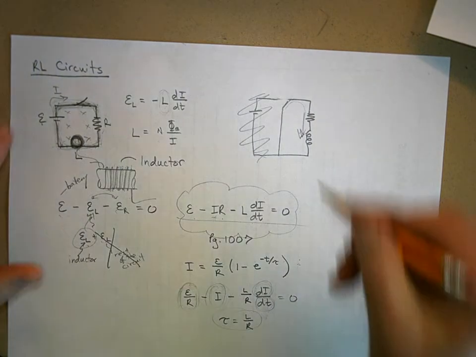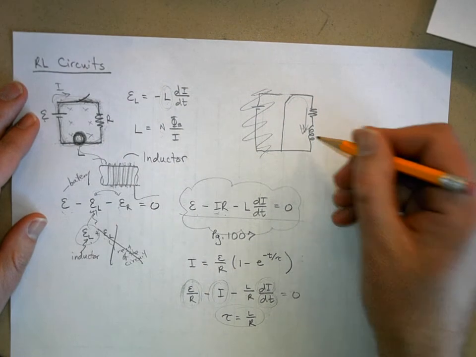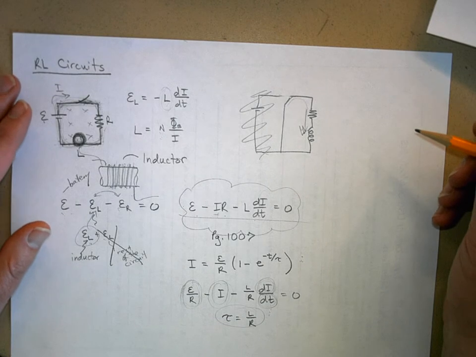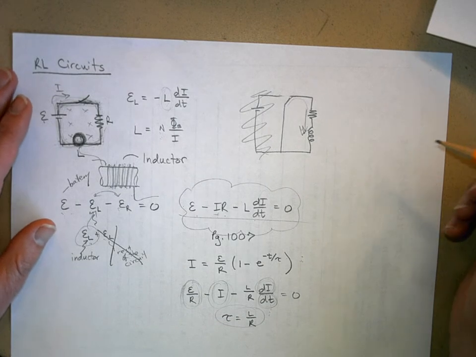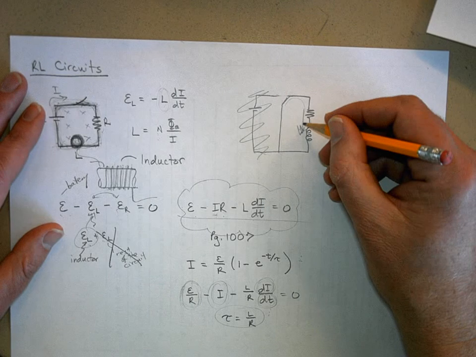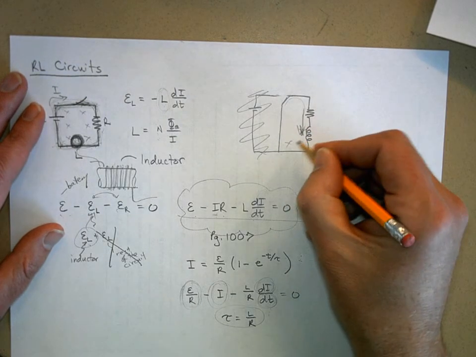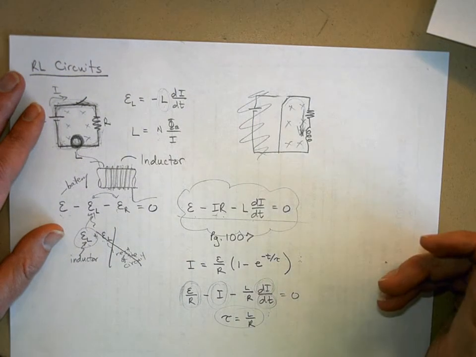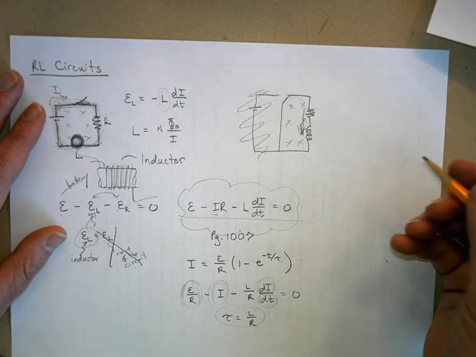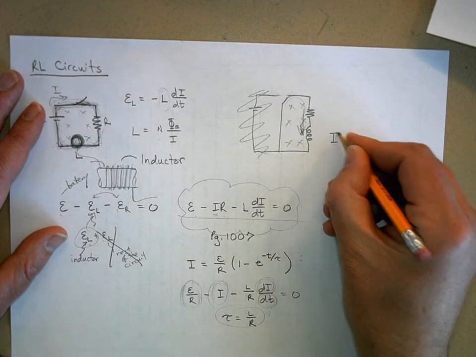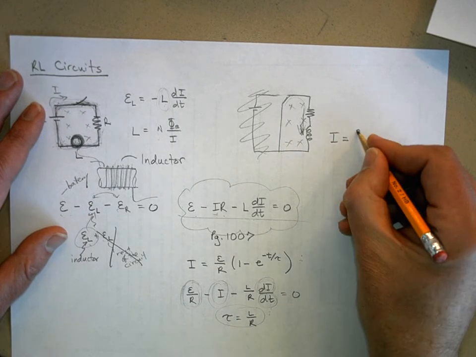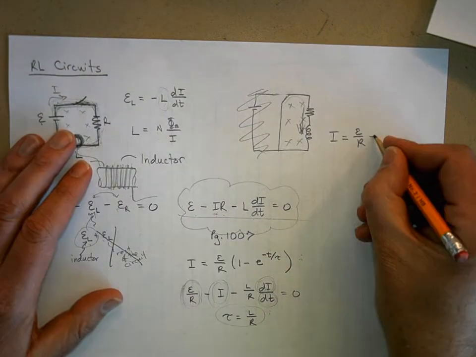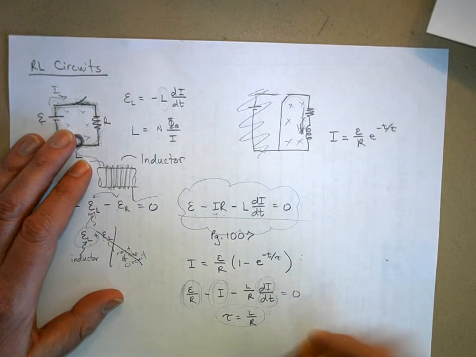Well, what does this inductor do? It says, no you don't. You are not going to change my flux. Change your own flux. So it's going to try to keep the current going. Here's the magnetic field in here. As this collapses, it's going to try and keep the current going, but it doesn't win. And what you get is I is equal to E over R times e to the negative t over tau, where tau is L over R. That's your time constant.